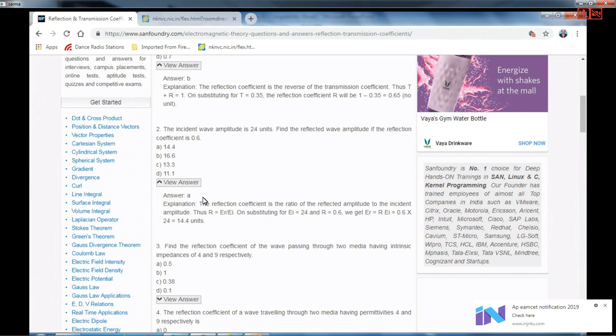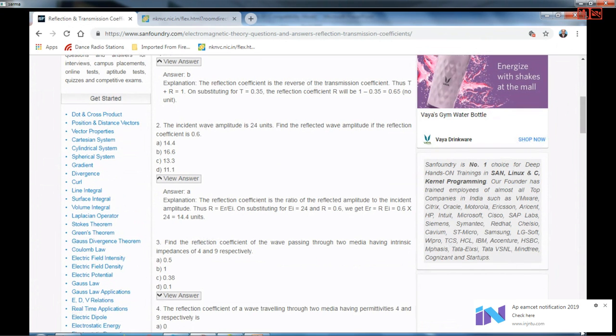Okay, so reflected wave amplitude is asked, incident wave amplitude is given, and reflection coefficient is also mentioned. So reflection coefficient is equal to reflected wave amplitude by incident wave amplitude in terms of magnitude of all the things. So 0.6 is equal to something by 24. What is that something? X is equal to 0.6 times 24. That's all. You can find out these things.